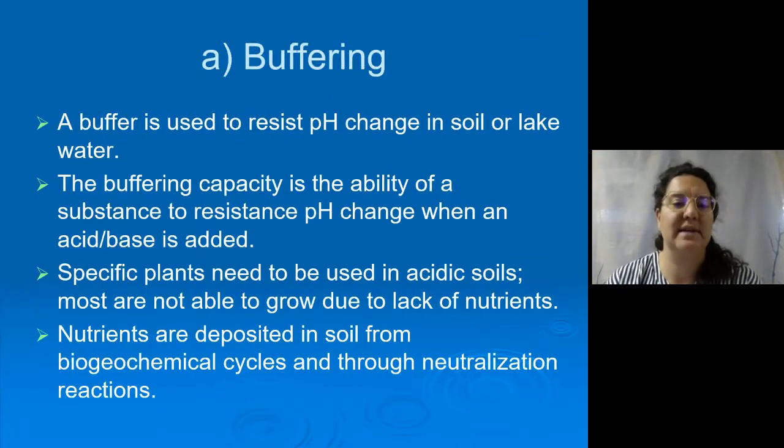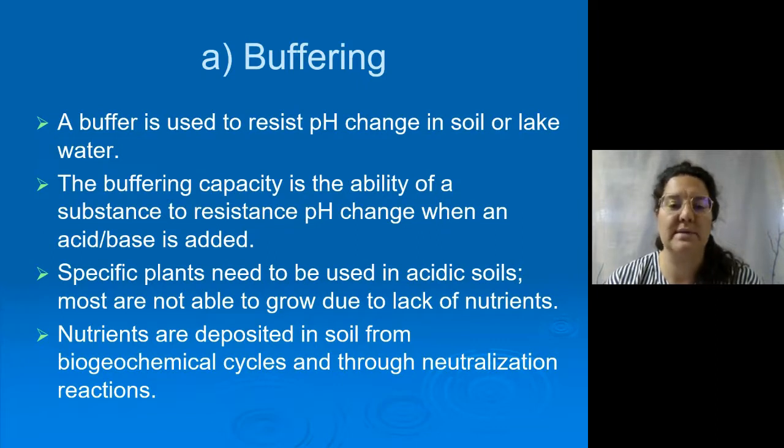So when we have an acidic solution, one of the things we try and do is buffer it. A buffer is used to resist the pH change in a soil or lake water. And so the buffering capacity is the ability of a substance to resist a change in pH. So if you add an acid, that solution is able to neutralize it and maintain its optimal pH.